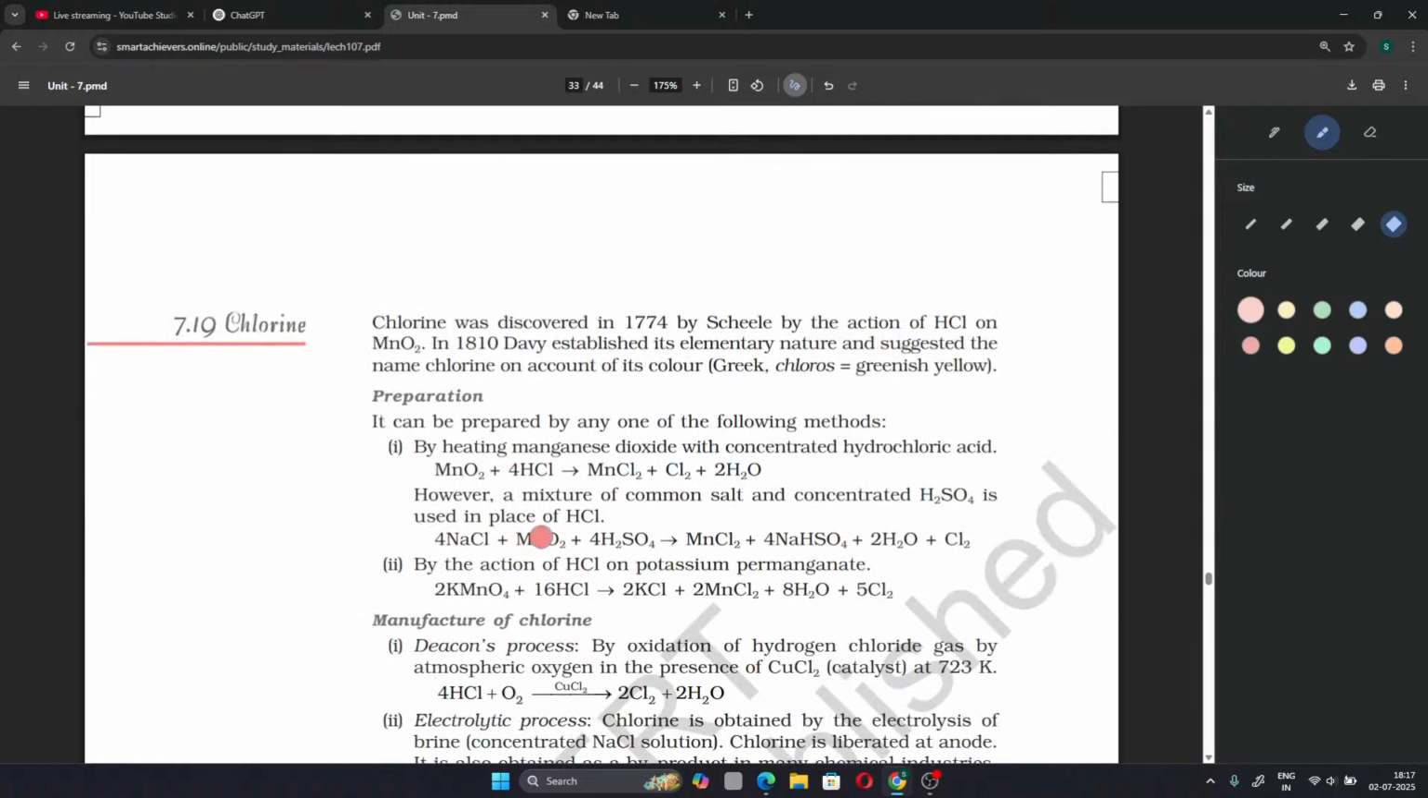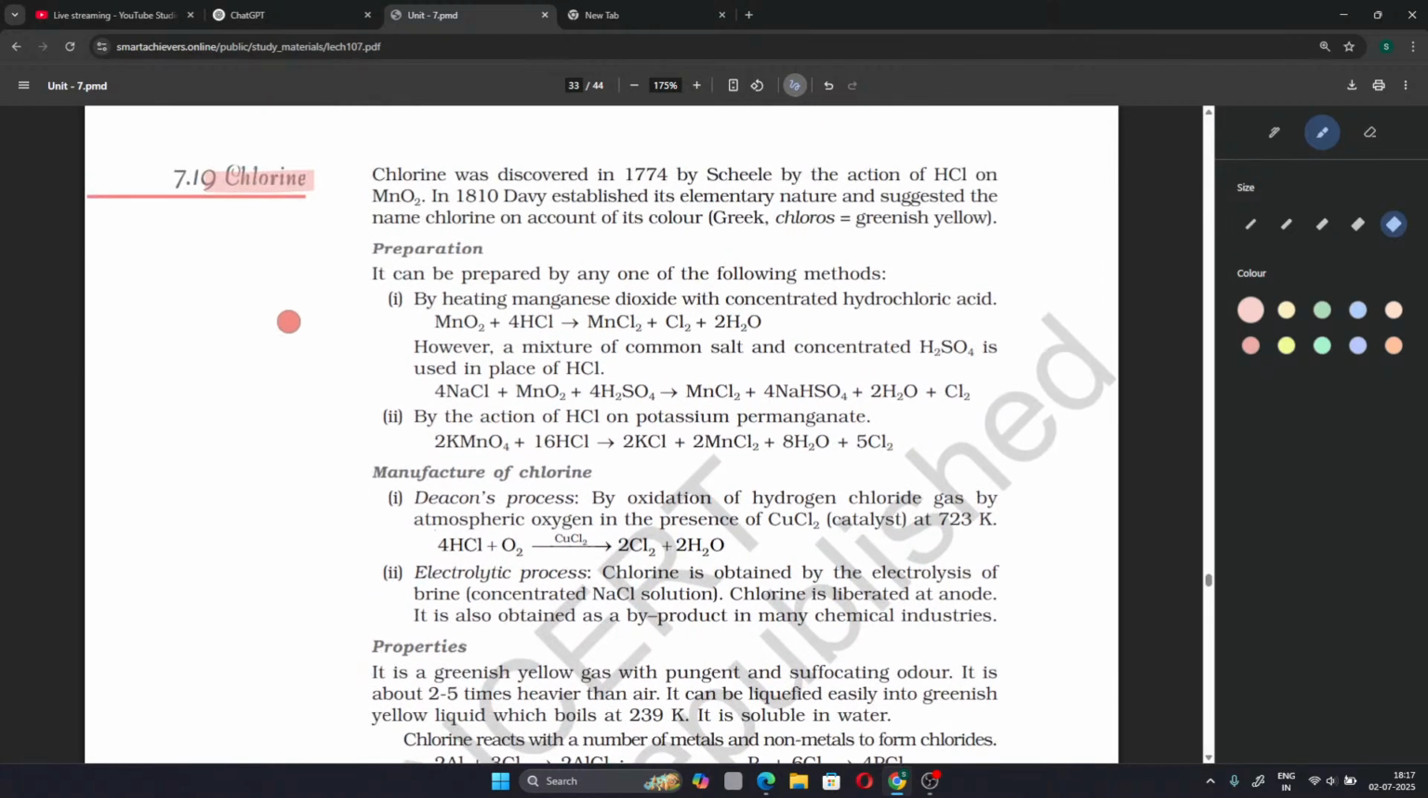Okay, let's start with chlorine, the first compound we are going to study under the 17th group. Chlorine, meaning Cl2. Chlorine was discovered in 1774 by Scheele by the action of HCl on MnO2. In 1810, Davy established its chemical nature and suggested the name chlorine on account of its color. Chloros means greenish yellow.